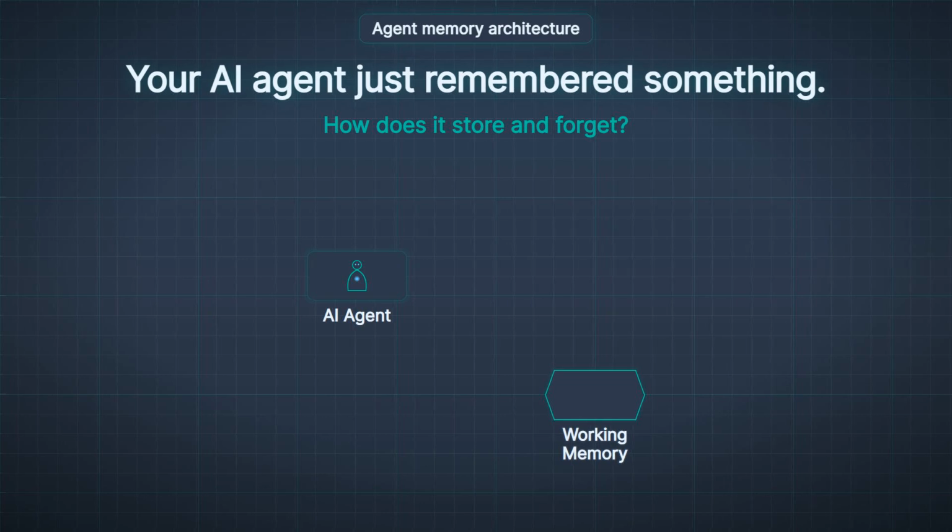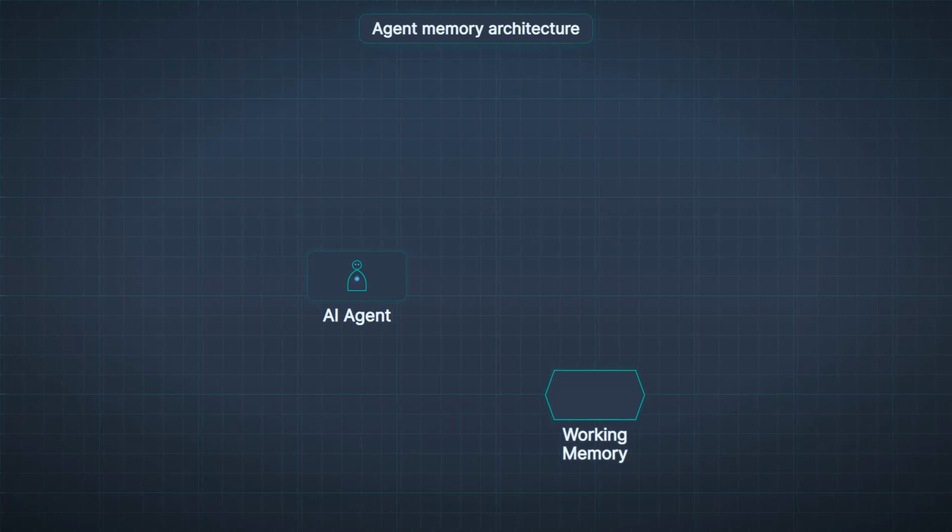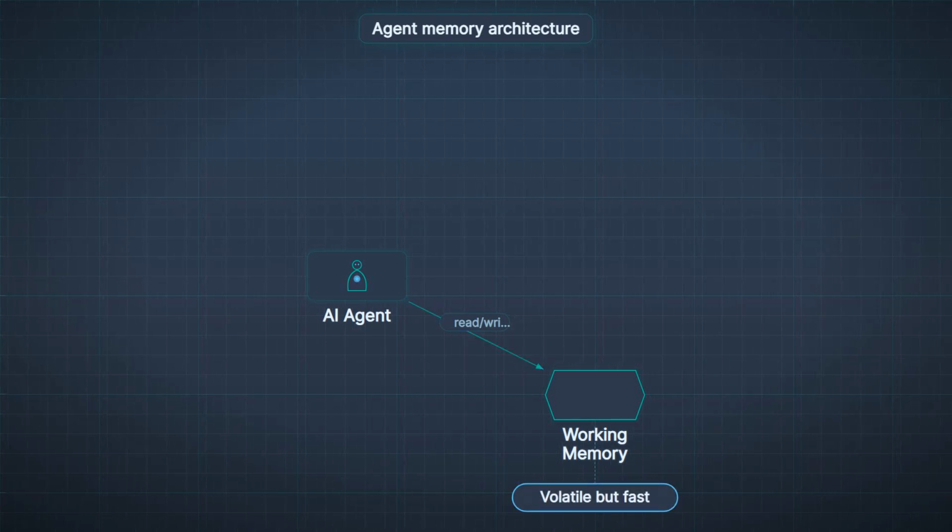Most agents start with a simple working memory, the context window. This scratchpad holds the current conversation and recent tool outputs. When the agent receives a message, it writes the context into working memory and reads previous context back. This read-write cycle is the heartbeat of the agent's operation, but this memory is volatile, it disappears when the session ends. That makes it fast but ephemeral.